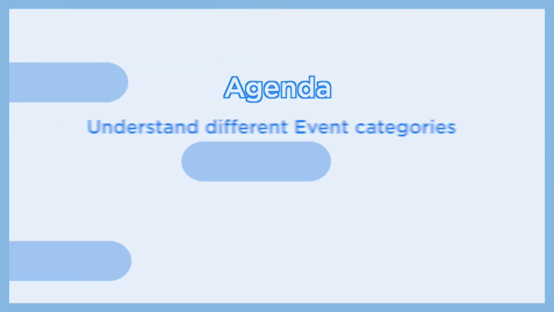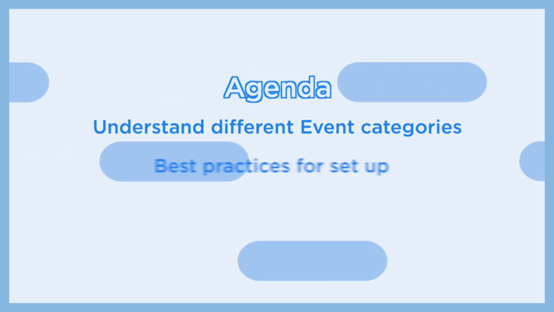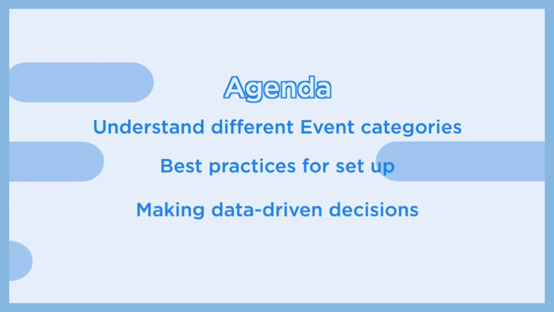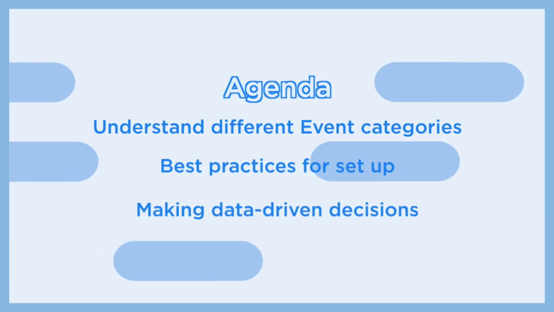So whether you're new to event tracking or you're looking for a way to improve your existing strategy, this video is for you. Before the end, you'll learn how to understand the different event categories, follow the best practices for setting up event parameters, and use event data to make data-driven decisions. Let's jump in. So what are events?